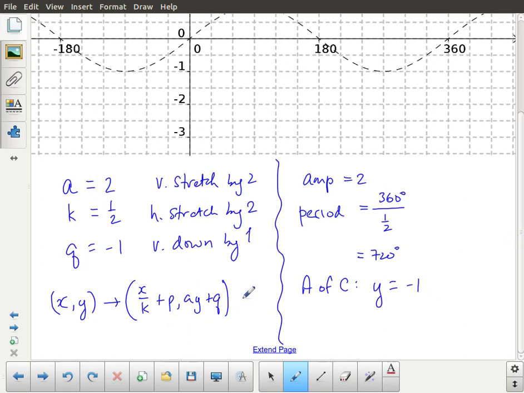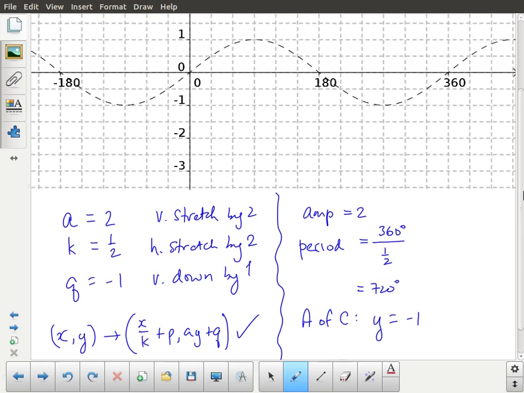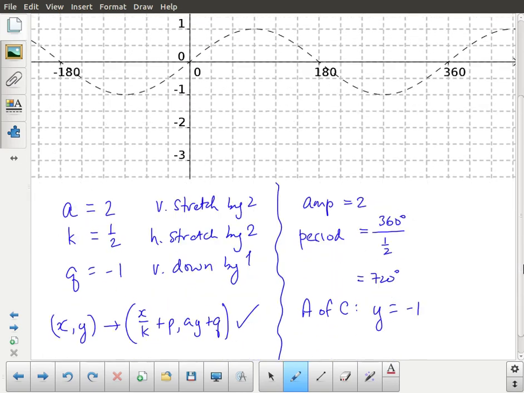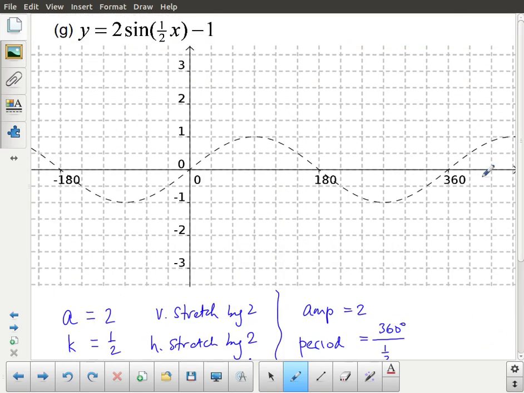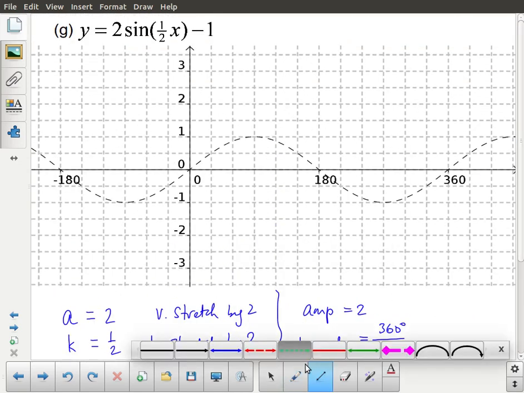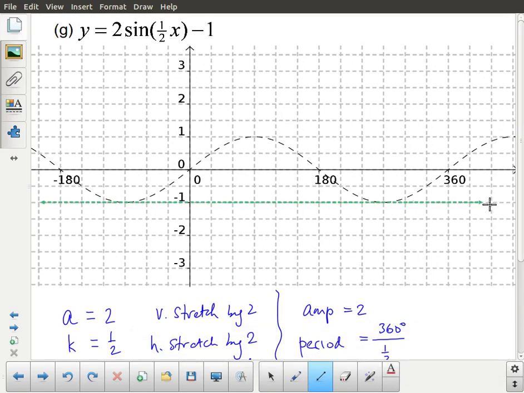So I'm quite confident that if you've understood transformations, you should be able to do this one. So let's look at it in terms of key features. We always want to start with the axis of the curve, because everything else follows from there. It's kind of like an asymptote. So if the axis of the curve is at -1, it's going to be between there and there. It's going to be centered on that. The amplitude is 2, which means I also have an envelope line 2 above, and I have an envelope line 2 below.